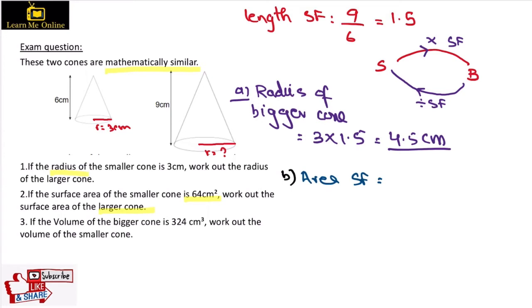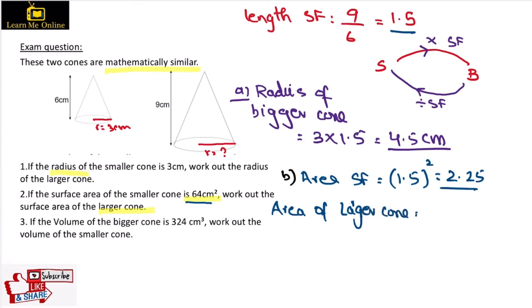From here we know that the length scale factor is 1.5. To find the area scale factor, you do 1.5 squared. 1.5 squared is the same as 1.5 times 1.5, and that gives 2.25. This is the area scale factor. Now, because we know the area of the smaller cone and we are finding the area of the bigger cone, I'm going to write it down. We are finding the area of the larger cone.